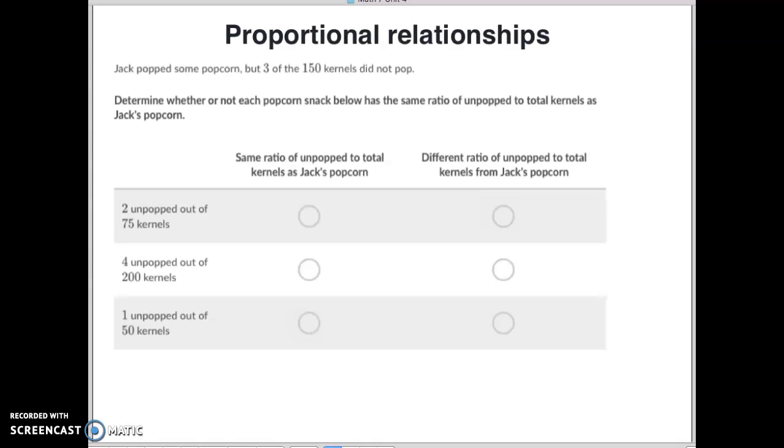Mr. Anderson here. Today, your con for today is called proportional relationships. I believe this is a 7 question one. So I'm only going to do one con today.